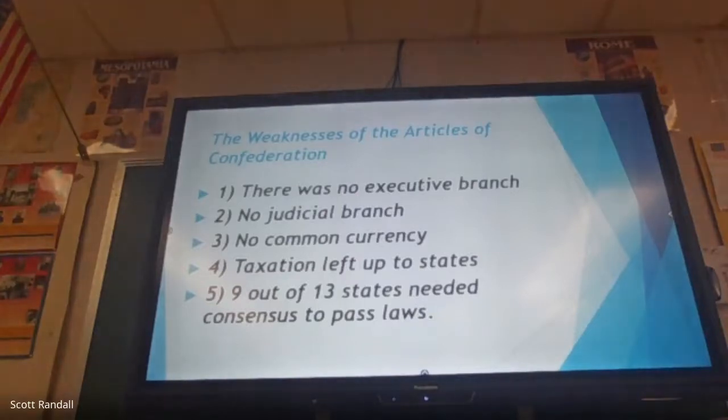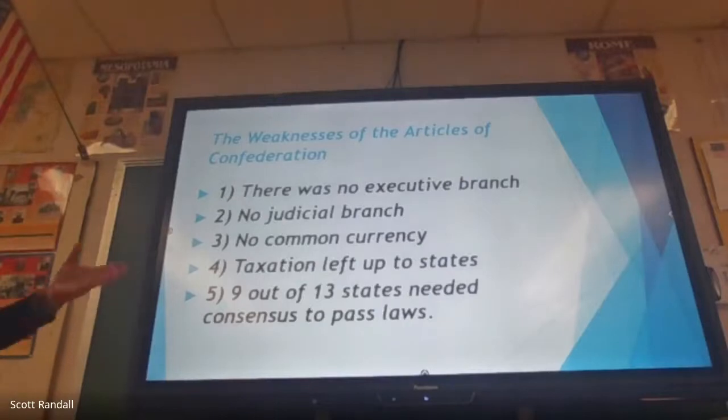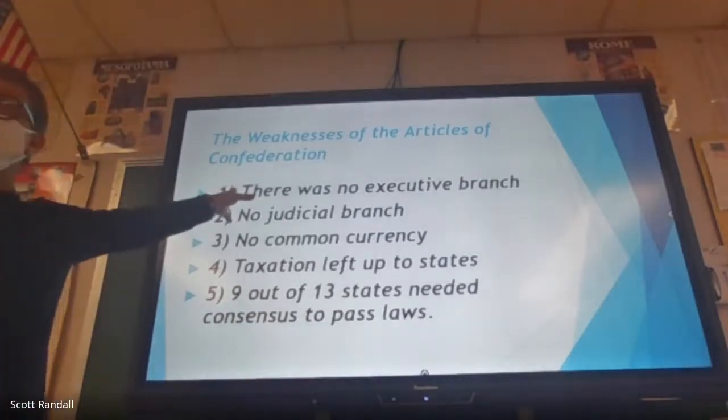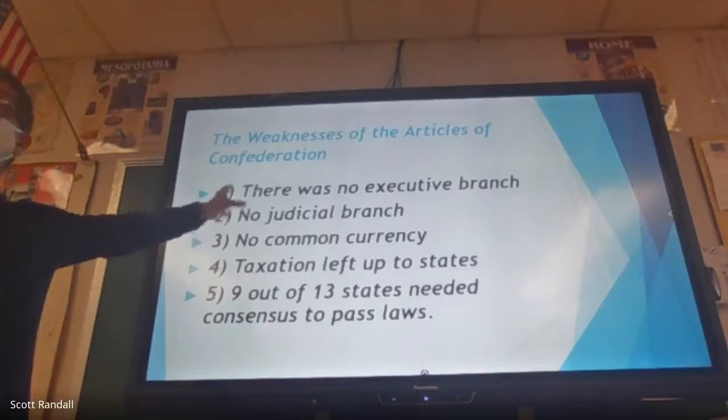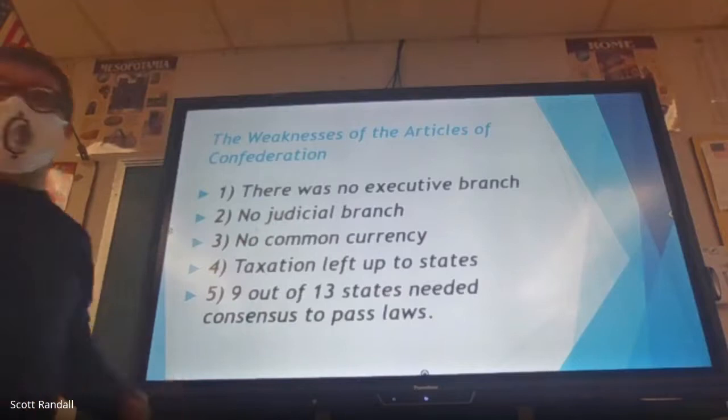And then 9 out of the 13 states had to come to a consensus, meaning they had to come to an agreement for any laws to be passed at the federal level. That was nearly impossible, because these states are different. Massachusetts's goals and needs are different than those of Georgia. These were different geographical areas that didn't all see eye to eye. As a result, next time we'll talk about some events that lead the framers of the Articles of Confederation to scrap the whole idea, and that's where we'll get our Constitution.